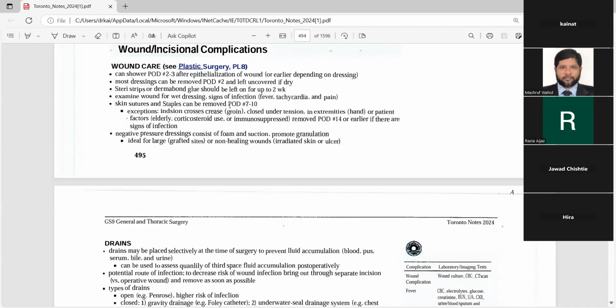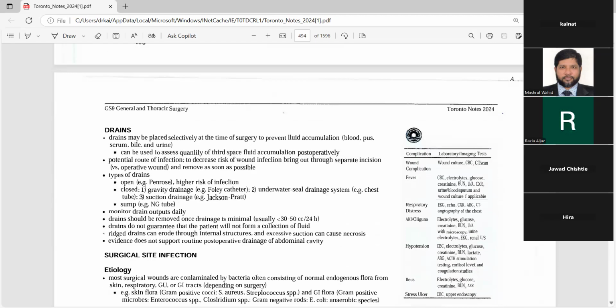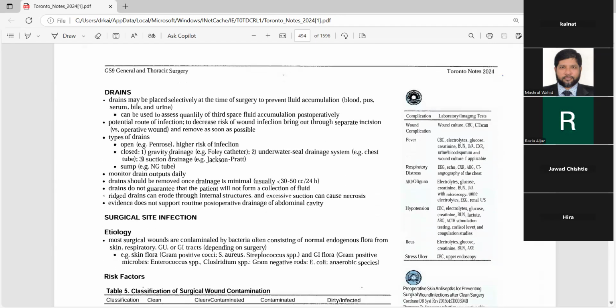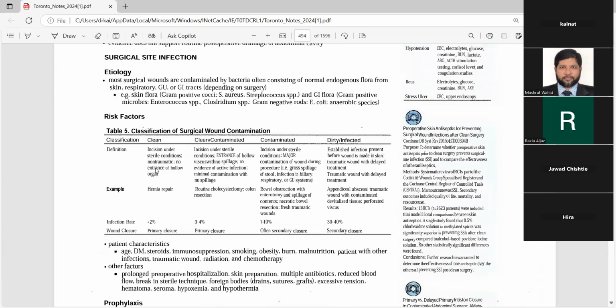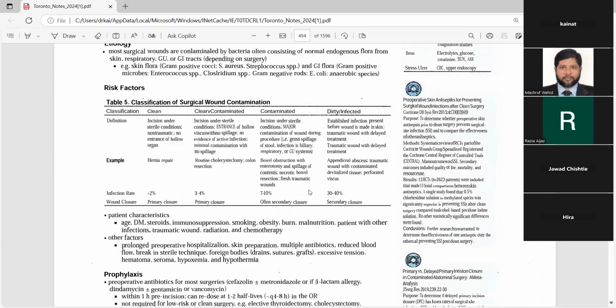Skin sutures can be removed, with some exceptions. Negative pressure and so on. You are going to check for fever, tachycardia, pain, and check for granulation tissue. If the wound is foul smelling, or if there is any drainage, discharge, pain, or redness, these are all signs of infection. We already discussed the drains; these are different drains that are placed. You don't need to know that in detail. Surgical site infection is important in regard to tetanus as well. Okay. Surgical wound contamination.